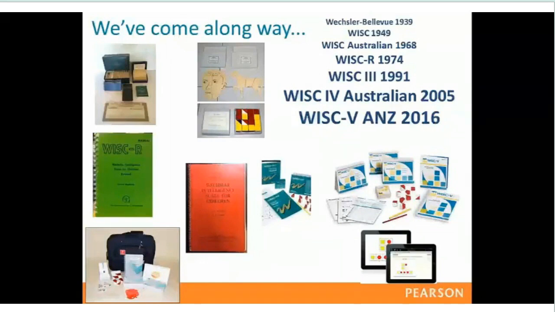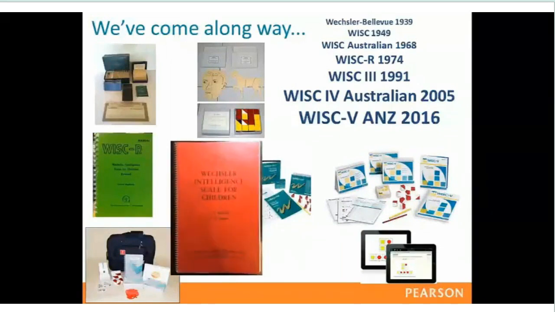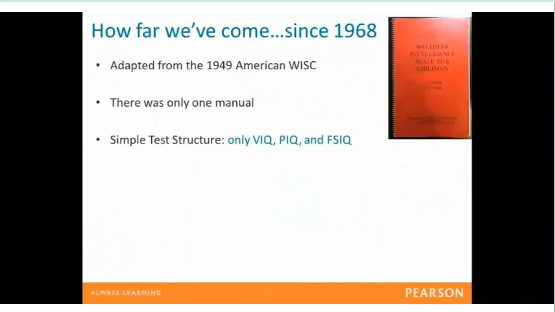Some of you who've been practicing for a while, or who've been into a test library or museum lately, may have seen this red manual, which is the first Australian WISC, and that comes from 1968. So we have been standardizing assessments in Australia for quite a while. And you can see when we look back at these older tests just how far we have come. Even today, tests that are in the Wechsler family generally come from the US first, and then they're adapted and standardized in the local countries. This includes the UK and Canada and France and Australia and New Zealand, of course.